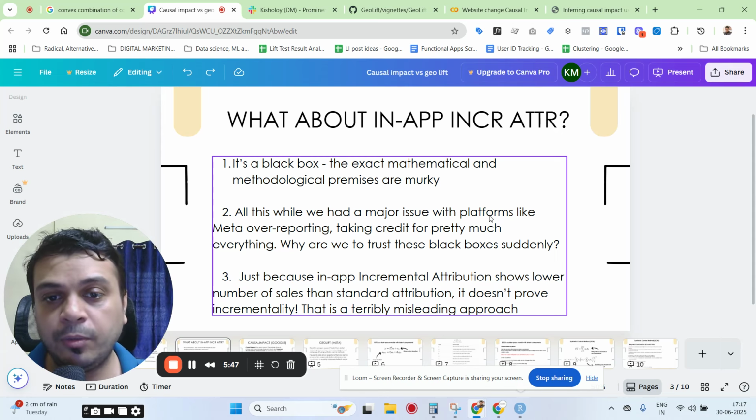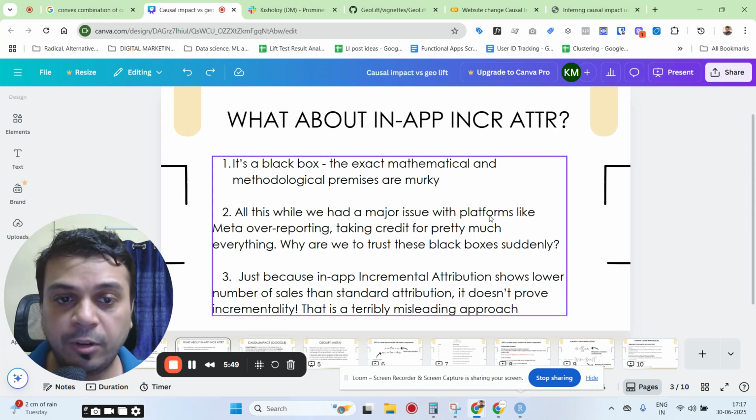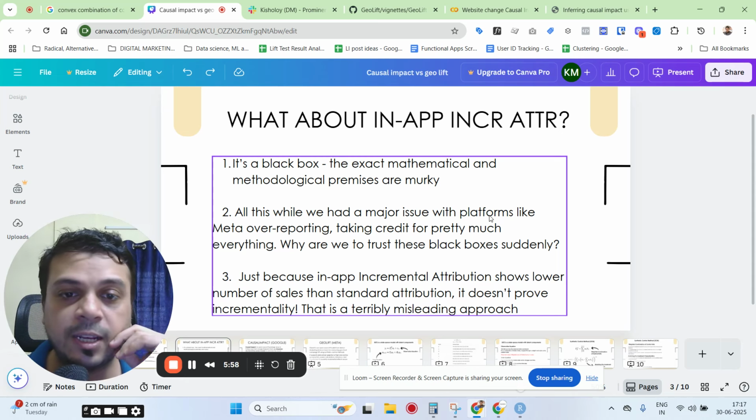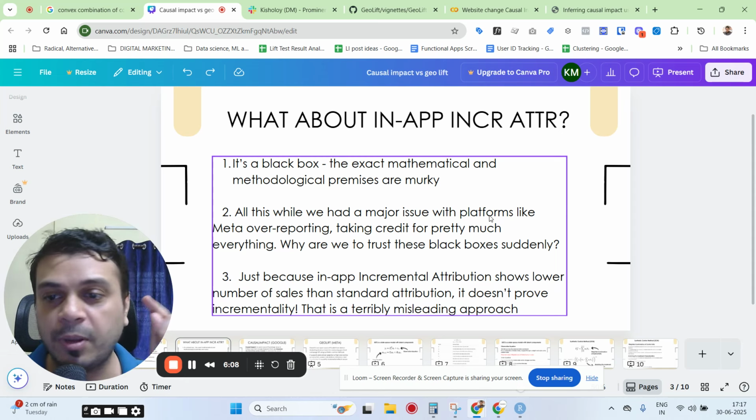And the third reason would be that in-app incremental attribution so far is basically showing lower numbers of overall sales or conversions than standard attribution. And the marketers are absolutely elated. They think that, okay, for the first time we have a very scientific method, and we are getting lesser numbers, so definitely this must be incremental.